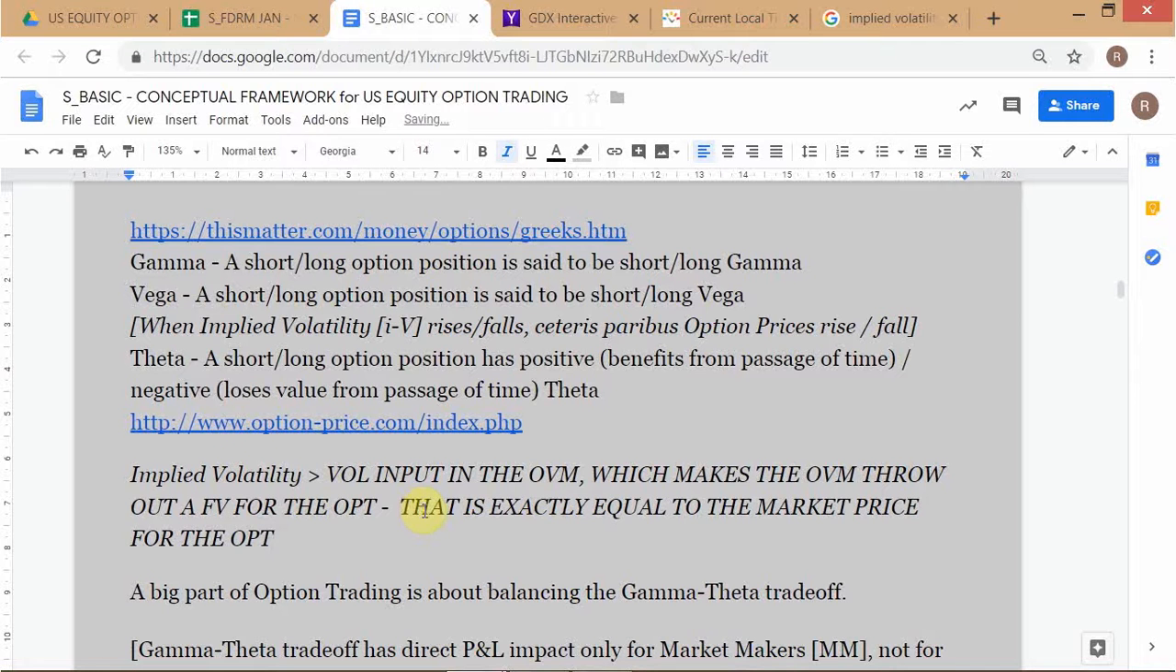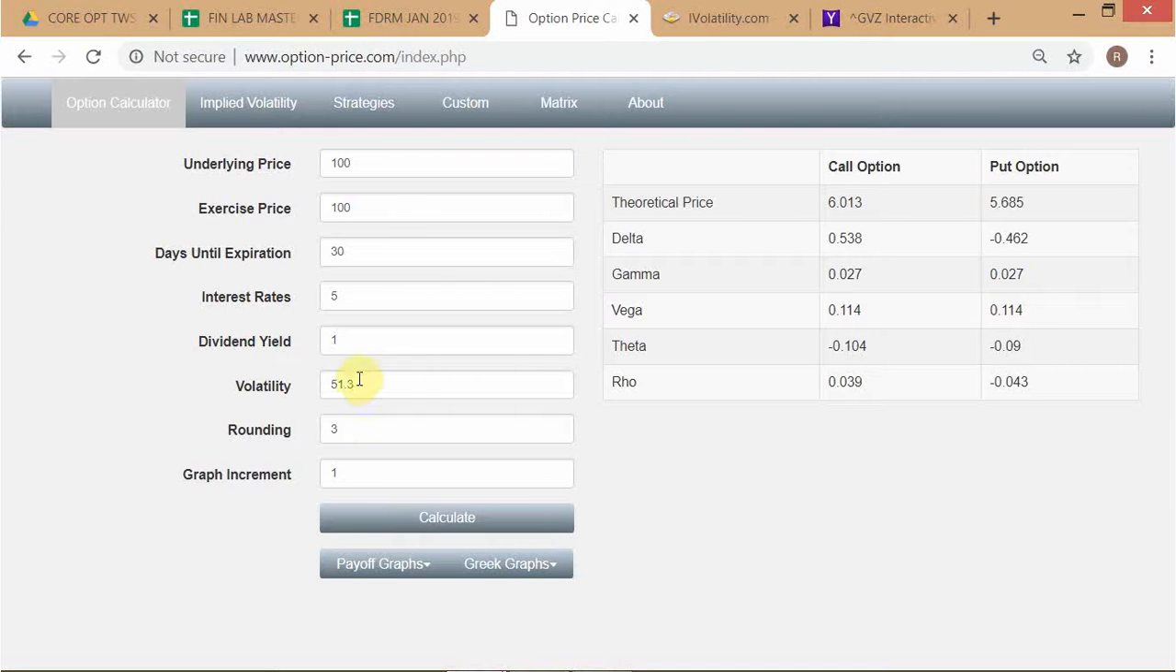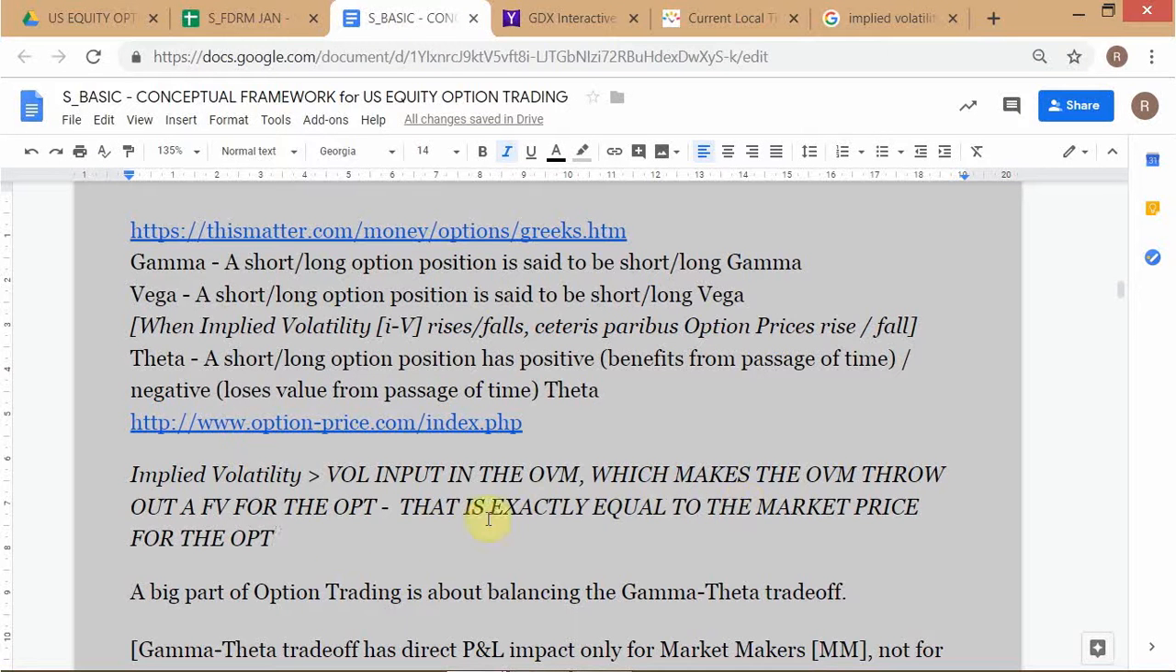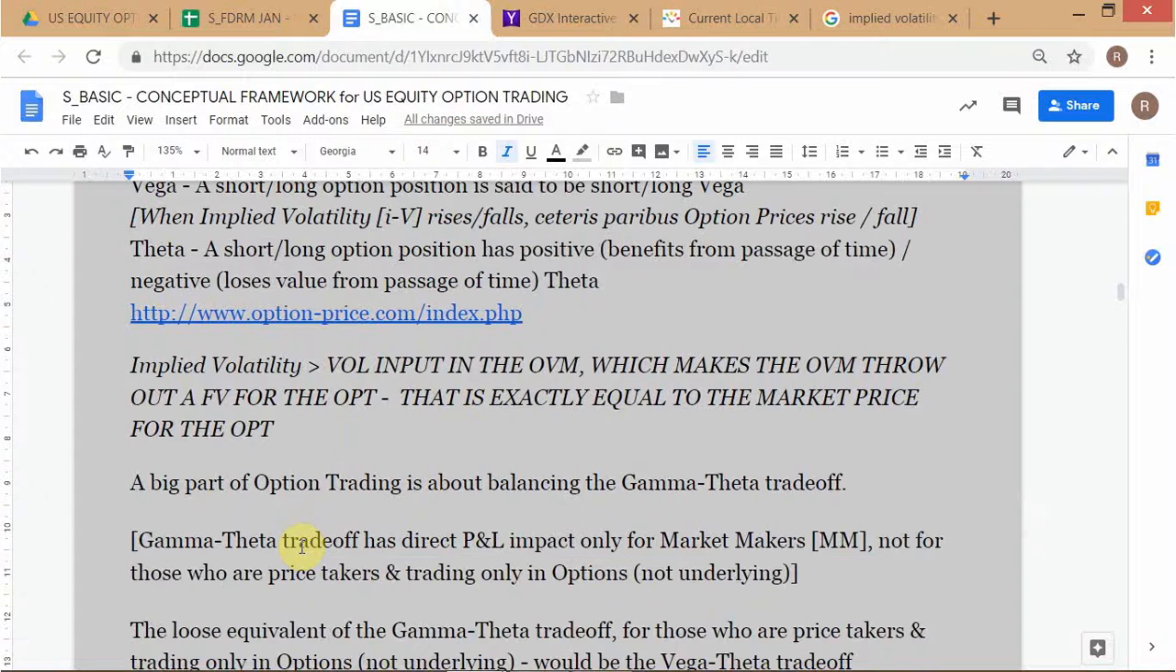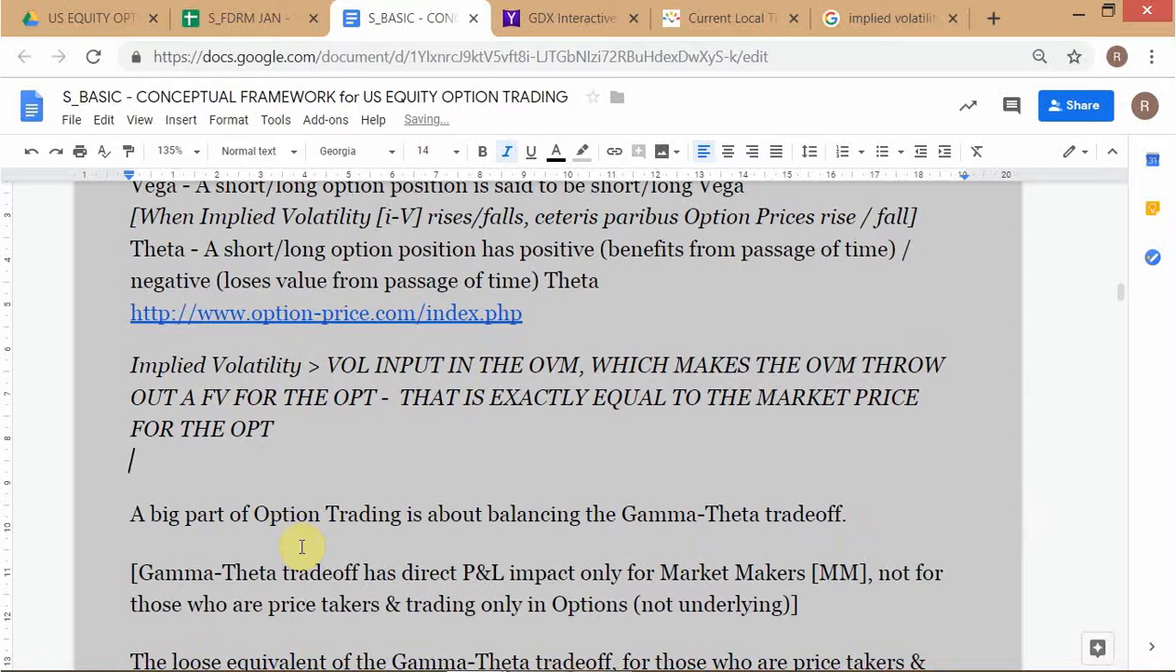Okay, so this definition has three parts. IVOL is a specific vol input in the OVM, which makes the OVM throw out a particular call option theoretical price or fair value, which is exactly equal to the market price for the option. This is what is determined by the interaction of buying and selling in the marketplace. As such, it does not necessarily have to refer to the OVM, but this is what IVOL essentially is. And from this we can learn something else.